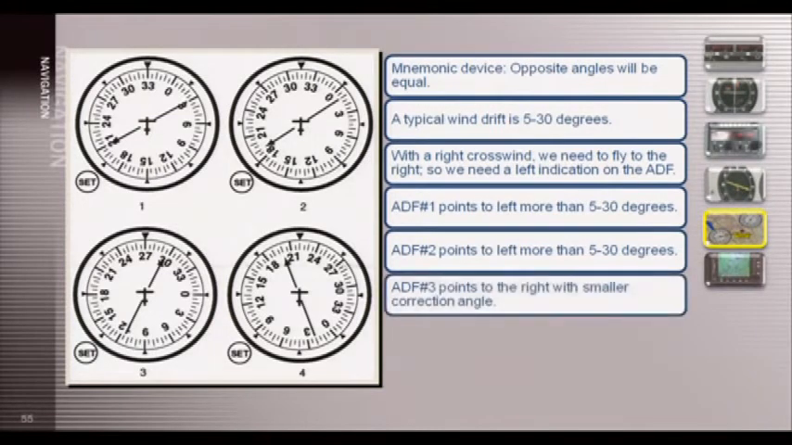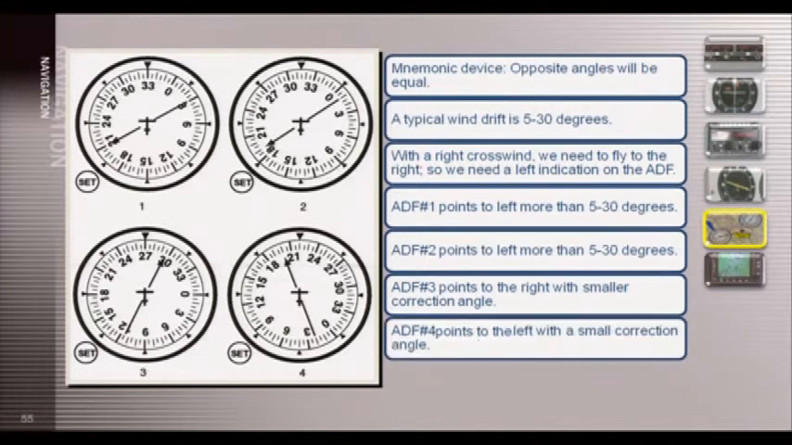Here's ADF indication number 3. It's a possibility. It has a smaller correction angle. The tail of the needle points to the left, but the head of the needle points to the right. Remember, we have to fly to the right, so we're going to get a left indication on our ADF needle. You can rule this one out. That leaves number 4.